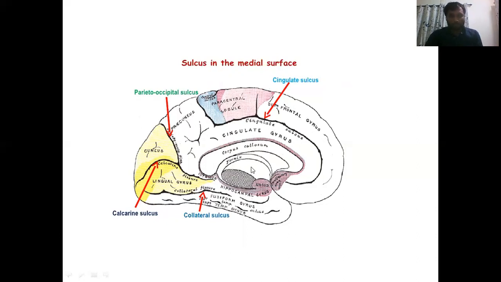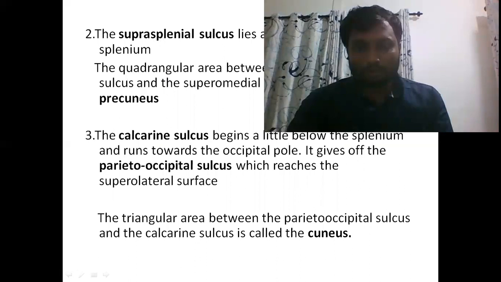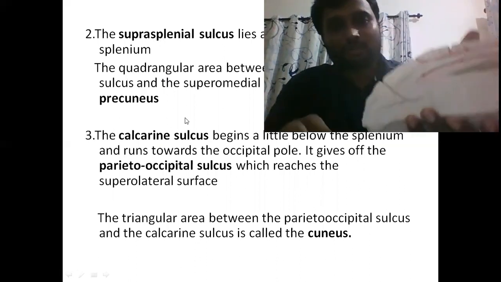Posterior part, I told you, see corpus callosum, it is having rostrum, then this bend, it is known as the genu, then body, then this one is a splenium. Above the splenium, here we can see a sulcus. This is a suprasplenial sulcus. See, suprasplenial sulcus means it lies above the splenium.